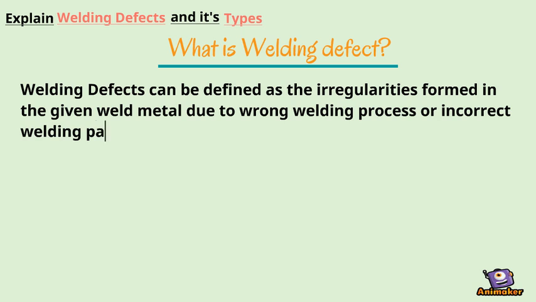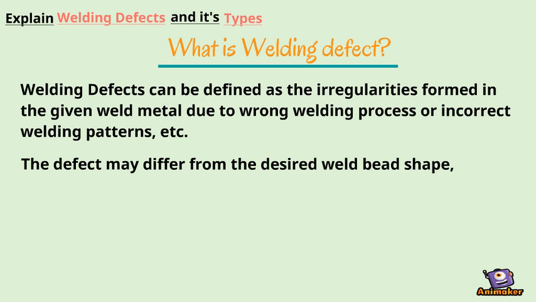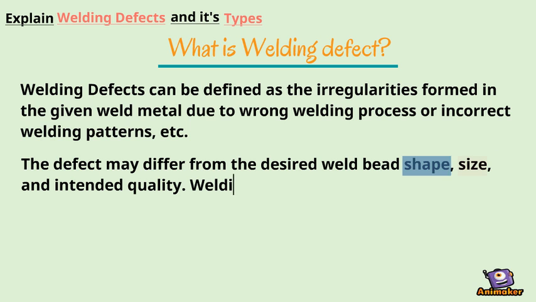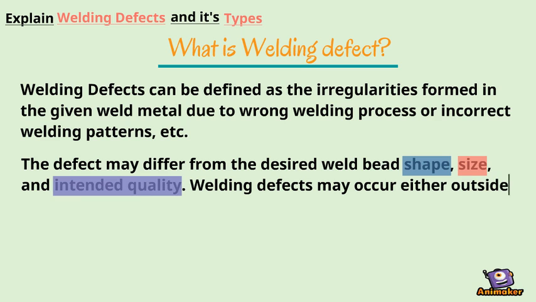wrong welding process or incorrect welding patterns, etc. The defect may differ from the desired weld bead shape, size, and intended quality. Welding defects may occur either outside or inside the weld metal.